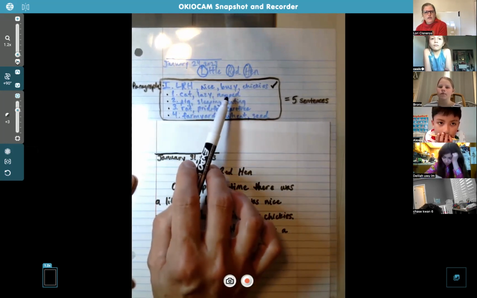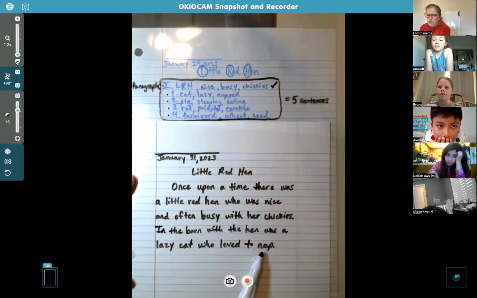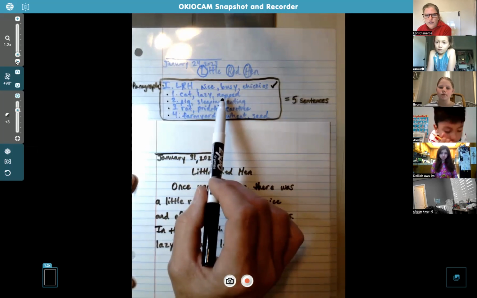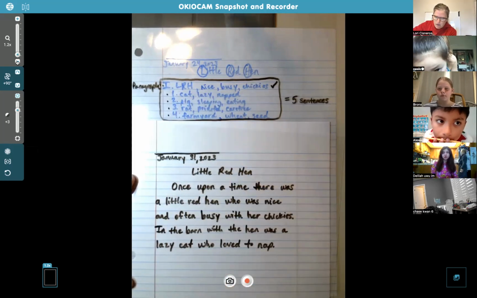Notice in my keyword outline, I have napped, past tense with the ED, but here I just use nap. That's okay. When you're writing your stories, as long as you use the base word from your keyword outline, you can change it a little bit. You can even say snooze or something like that. You don't have to use exactly the same word. This outline is to help you remember what that sentence was about.